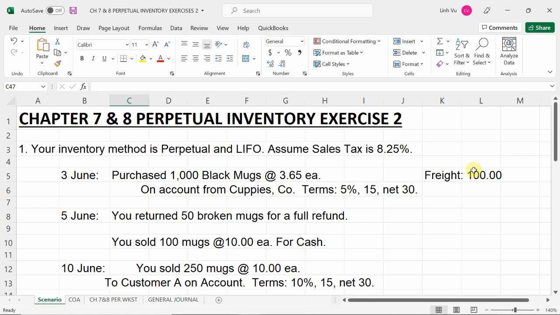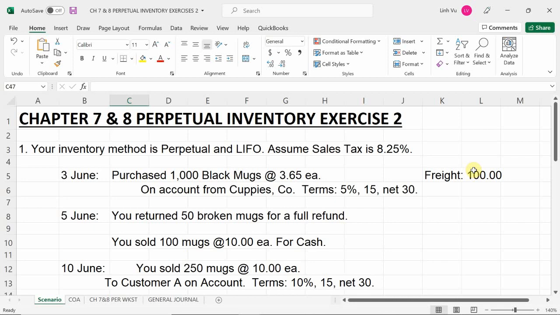So, chapters 7 and 8, this is part 2 of the scenario that we did last time. The first one that we did involved May transactions. This time, we're going to follow through with June transactions. It's a continuation, I guess you could say, but we're going to start off again with the account balance at 0.